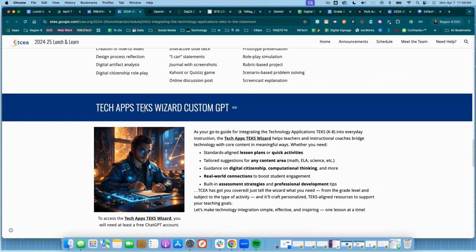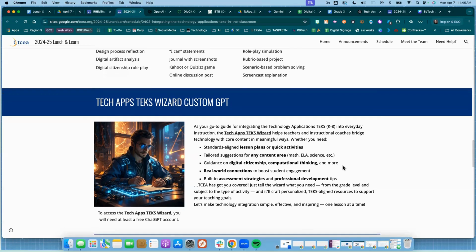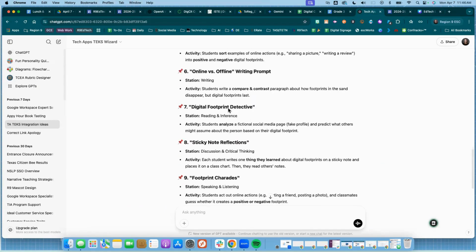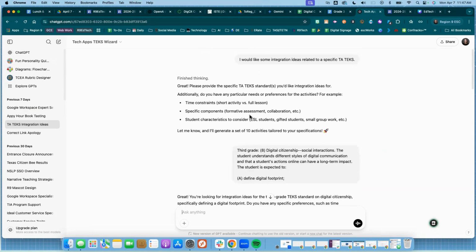It's this Tech Apps Peaks Wizard. They've created a custom GPT in ChatGPT and OpenAI that allows you as a teacher to interact with it in a way where it already knows those standards. And you can ask it to help you align your lesson plans with those tech app standards. You can tailor it to your specific content area, and it helps you think about those tech app standards in terms of that content. It is fairly easy to use. I included that site so that you could see how to get to it. But once you get to it, this is kind of how you interact with it.